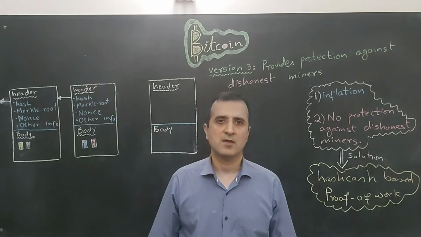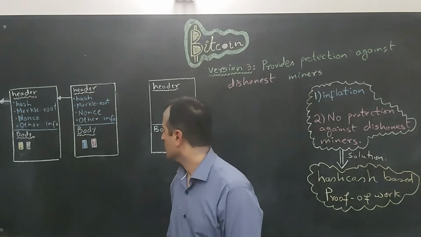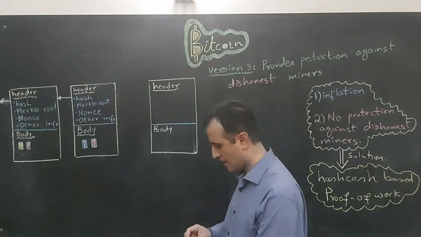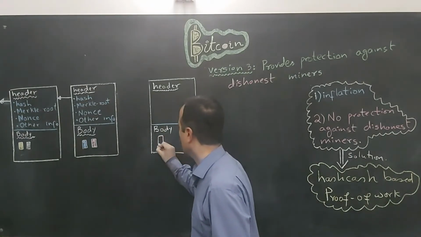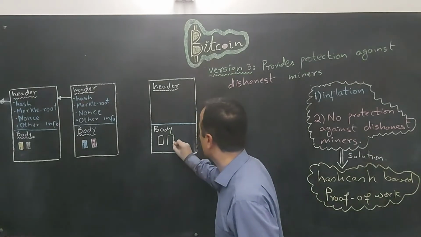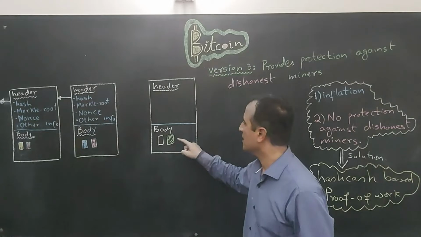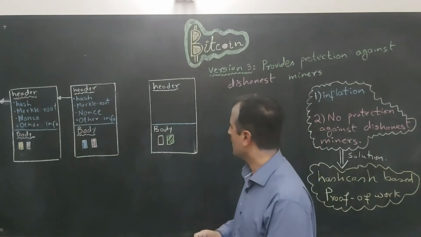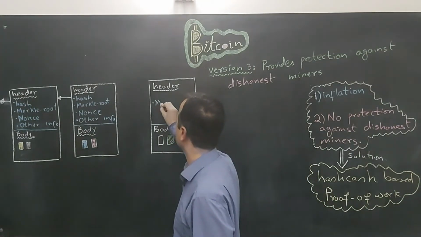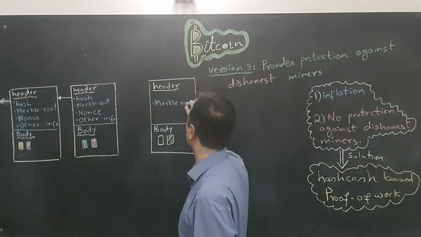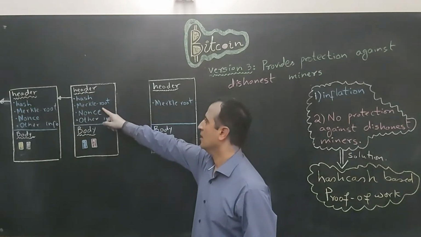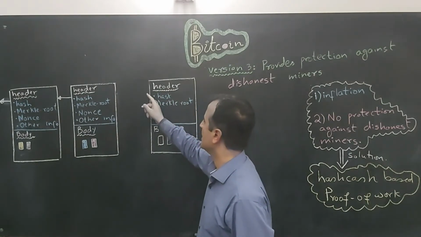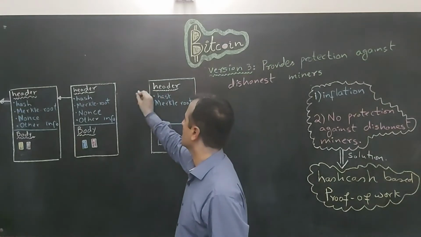So let's say that I'm a miner and I want to add a new block in the blockchain. First I will add transactions in the body of the block. Assume that I add a black transaction and a green transaction. Then I will compute the Merkle tree of these transactions, and based upon the Merkle tree I will add the Merkle root in the header. I will also compute the hash of the previous block and add it here. That means I'm establishing this link with the previous block.